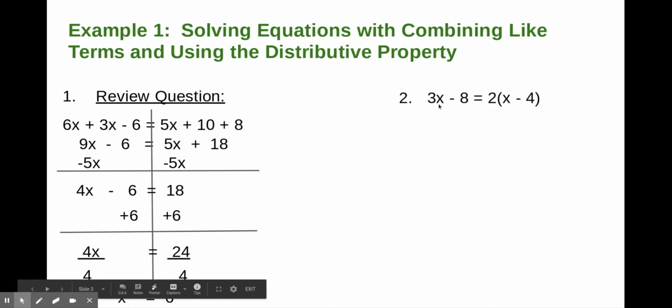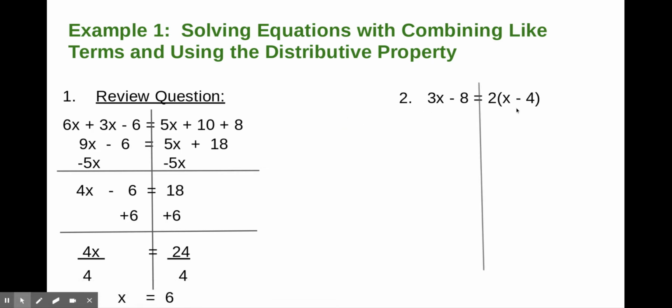If you look at my left side here, it says 3x minus 8, and my right side says 2 parentheses x minus 4. For this problem, I cannot combine what's inside my parentheses, x minus 4. So that means that I have to do the distributive property. Distributive property means over here on the right side, I have to do 2 times x and 2 times negative 4.